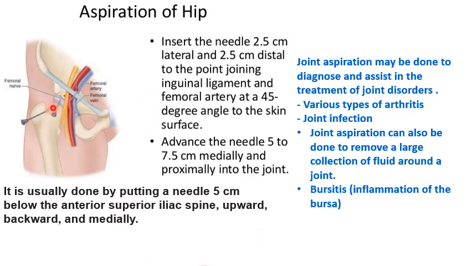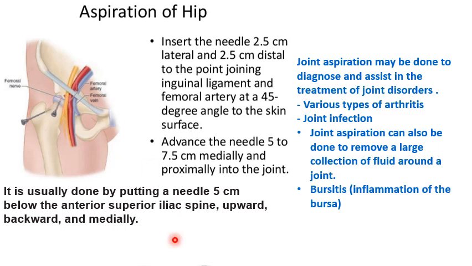So here you can see the needle is inserted about 2.5 centimeters lateral and distal to the point joining the inguinal ligament and the femoral artery. So the doctor will look for the pulsations of the femoral artery and go laterally and distally down to 0.5 centimeters and advance the needle about 5 centimeters medially and proximally into the joint.